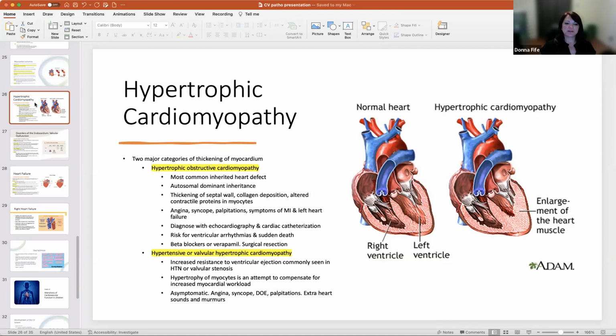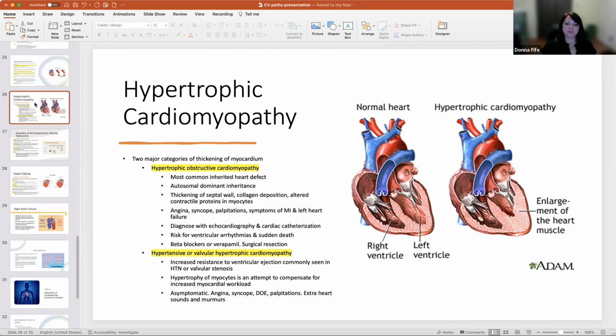Patients may have angina, syncope, palpitations, symptoms of MI, and left heart failure. Diagnosis can be done with the aid of echocardiography and cardiac catheterization. There's a risk for ventricular arrhythmias and sudden death. Treat with beta blockers or verapamil, or they may need surgical resection.